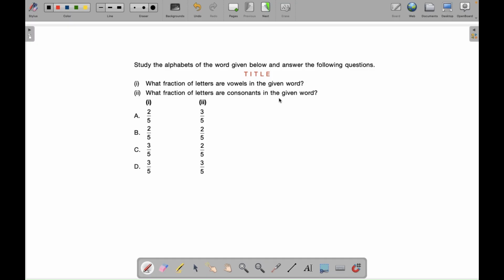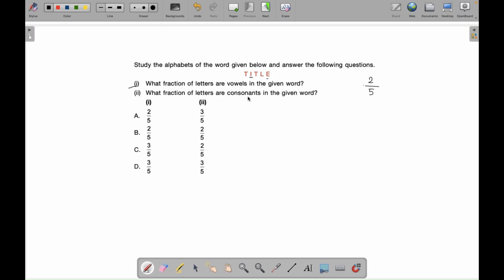So whenever we are writing a fraction, we need a denominator, right? Denominator means number of parts, right? So here we have 1, 2, 3, 4, 5. Right, so we have a total of 5 alphabets. So it becomes the denominator. And how many vowels are there? You know, A, E, I, O, U are vowels. So I and E, these are the two vowels. Right, so 2 by 5 is the fraction for the first question.